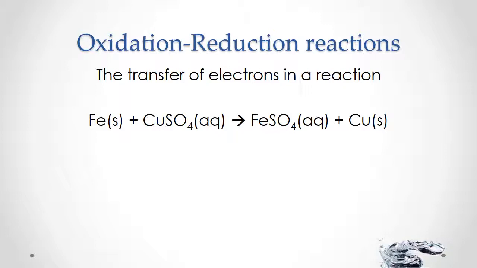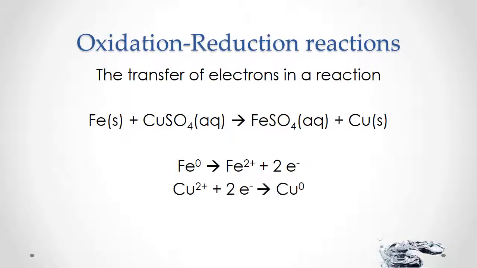In this particular case, if we look at each of the metals, what's going on is iron is giving up 2 of its electrons to become Fe2+, and copper is gaining those 2 electrons to become copper 0. The sulfate doesn't change, so that's going to remain unchanged during the reaction. But when we have this type of reaction, we have what we call an oxidation and reduction reaction. So in order to talk about these reactions, we need to talk about the oxidation states of atoms.